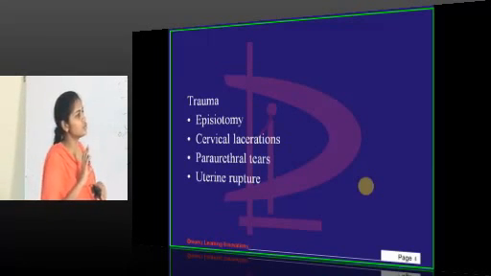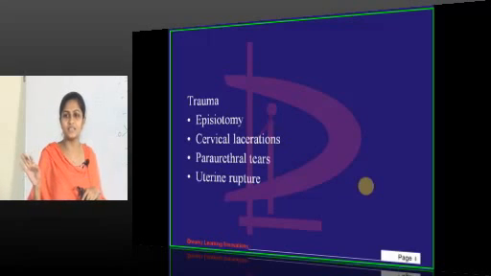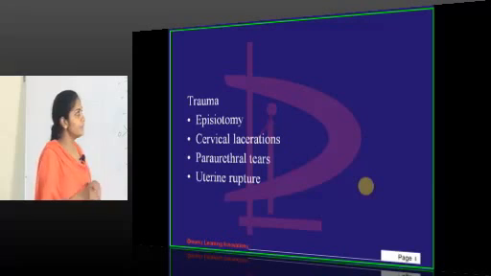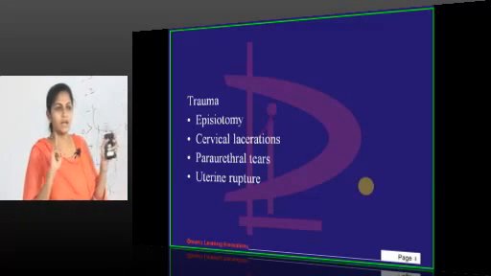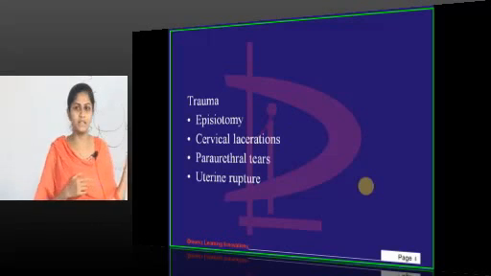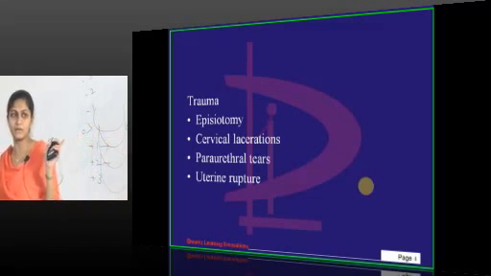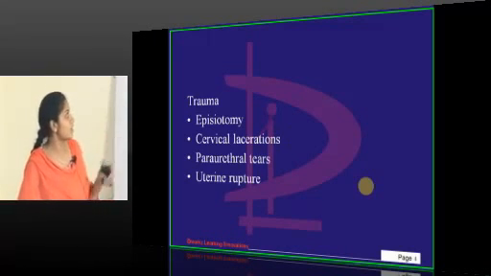The cervix should not be injured. Once it is injured, that's it. It's very difficult to identify the cervix and suture it. Okay. So cervical lacerations, paraurethral tears. Above the urethra, there can be paraurethral tears. And then there is uterine rupture. The uterus can rupture totally sometimes. So these are all the causes of trauma.